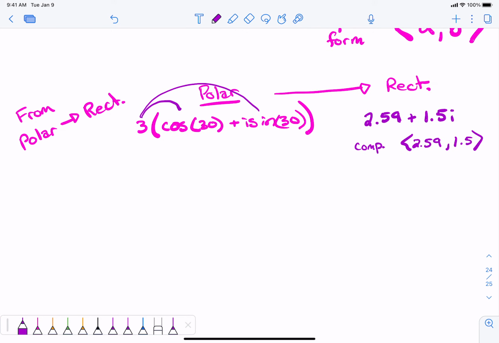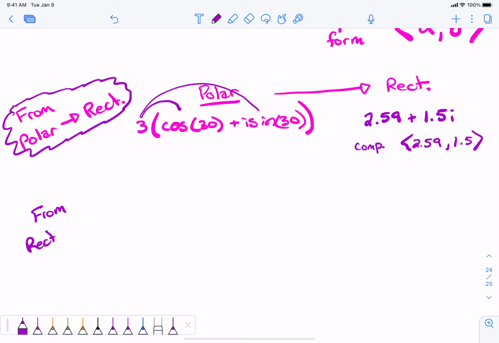Next. Okay. Now, the next section. I'm not very good at organizing this. Now we're going from rectangular to polar.